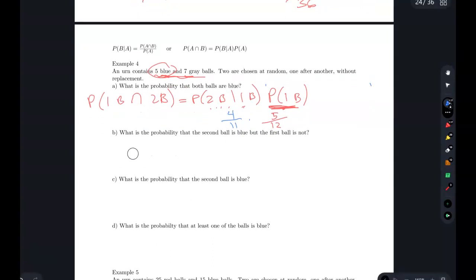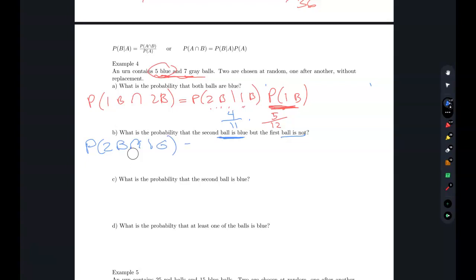All right, so then what's the probability the second is blue, but the first is not? So the probability that the second is blue, and the first, I'm just going to put is gray. Well, let me make that a little neater. So the probability that the second is blue and the first is gray.